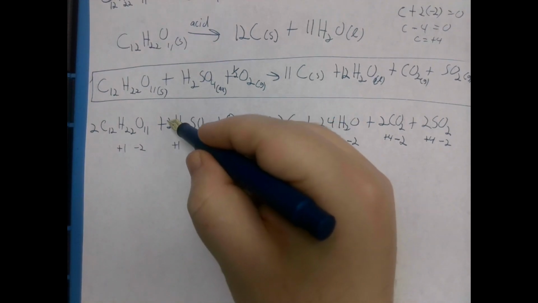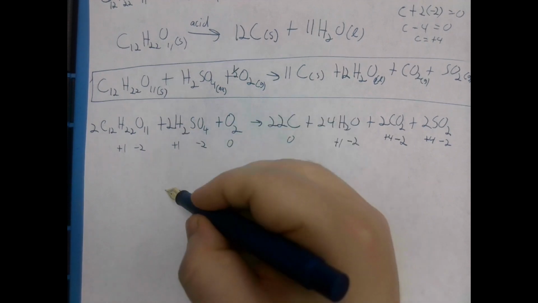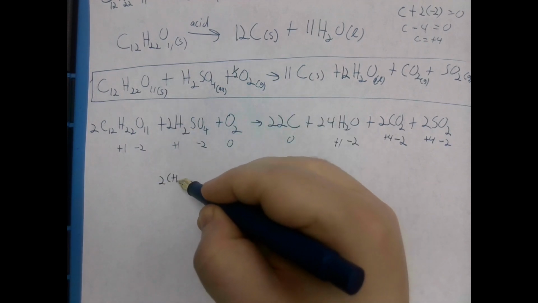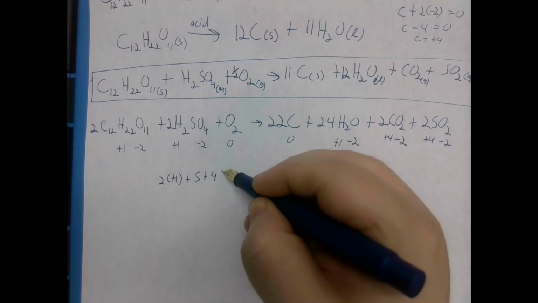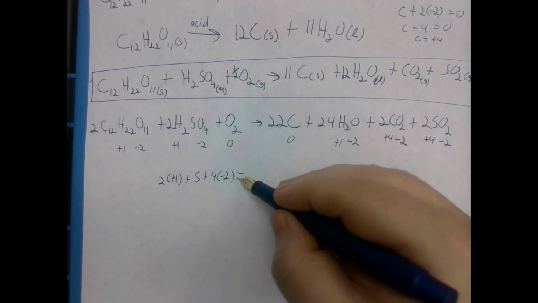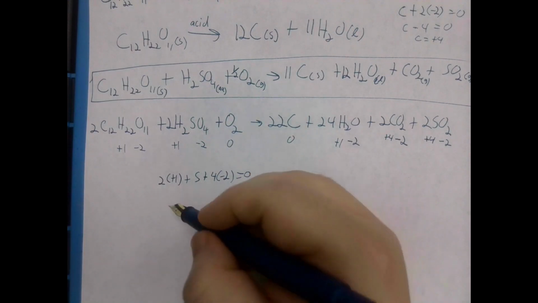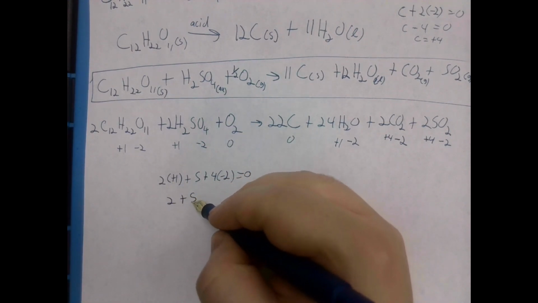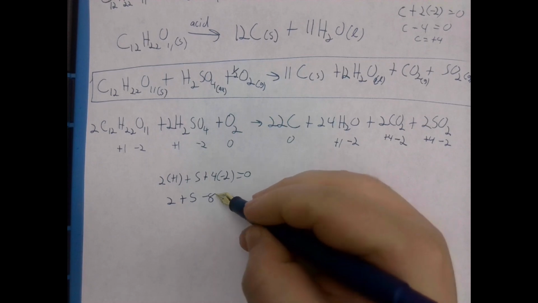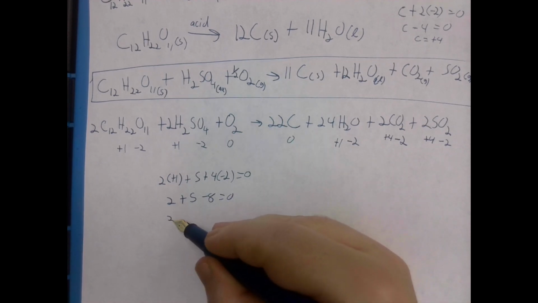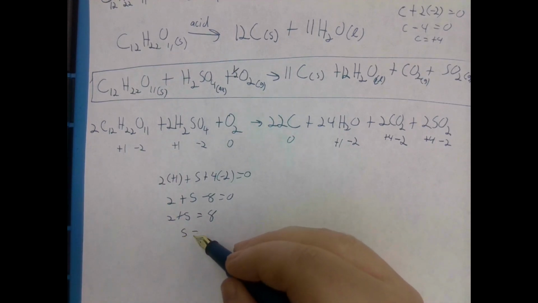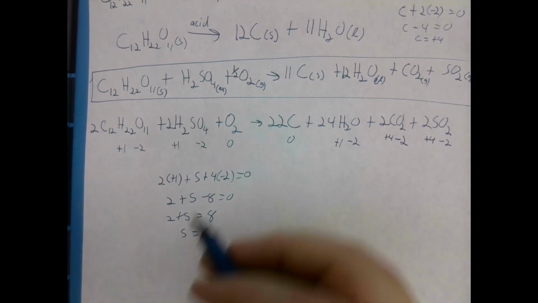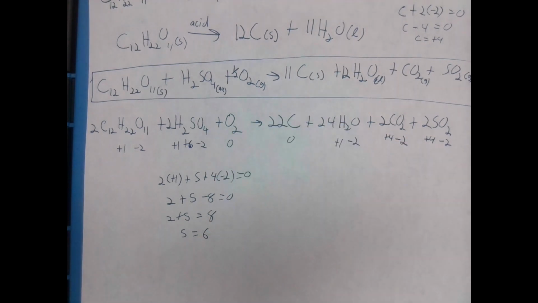So ignore the coefficients, but you need to look at the subscripts. So we have 2 plus 1 plus whatever sulfur is plus 4 times -2. This is neutral, so it has to equal 0. So I have 2 plus S minus 8 is equal to 0. That's 2 plus S is equal to 8. S is equal, minus 2 from both sides, plus 6. What would carbon be over here?